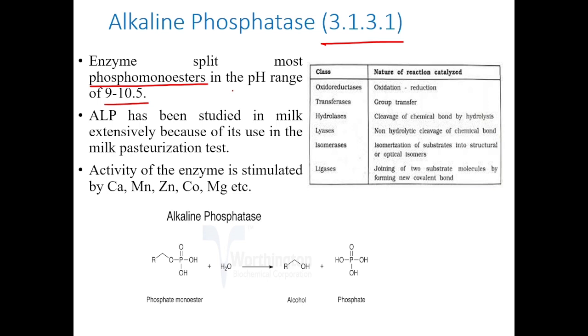So there is another phosphatase, which is acid phosphatase, that is present in milk, and its pH is acidic pH, obviously. So this enzyme mostly splits the phosphomonoester, that we'll see in the slide, in the pH range of 9 to 10.5.